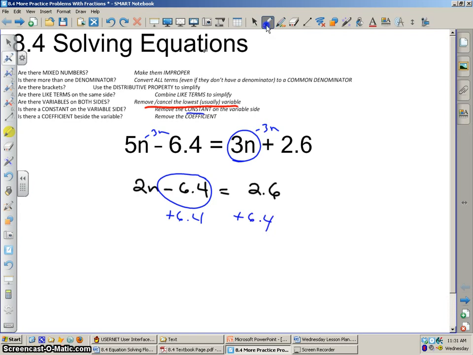I'm not going to spend a whole lot of time solving the equations because I think from there we're all good. I'm just going to mainly set them up. And we get 9.0. And then the last step, do we have a coefficient? We do, which is the 2, so we would divide both sides by 2. And we get n = 4.5. So there's one where we have a variable on both sides.